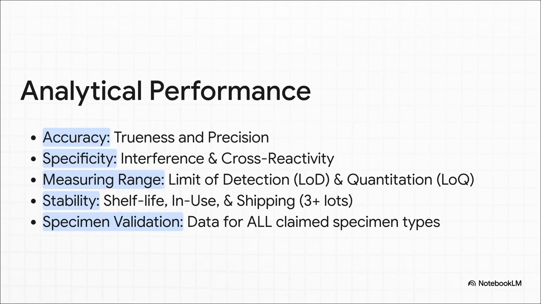Let's zoom in on that analytical performance piece for a second. These are the absolute must-have studies. You need to show accuracy, that's both trueness and precision. You need to show specificity, which means proving that other similar substances won't accidentally trip up your test and cause a false positive. You got to define your measuring range from the lowest amount it can detect to the highest.